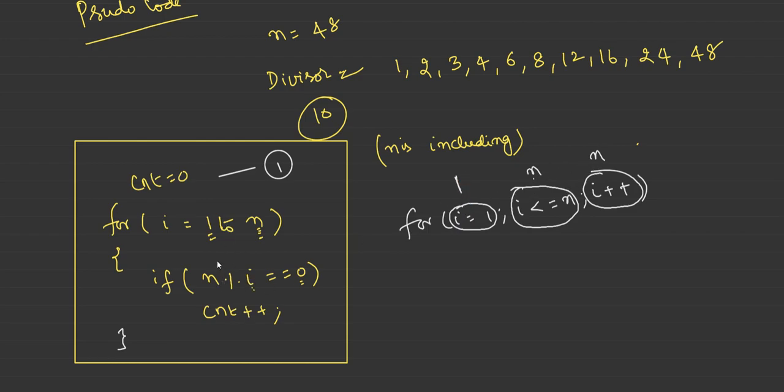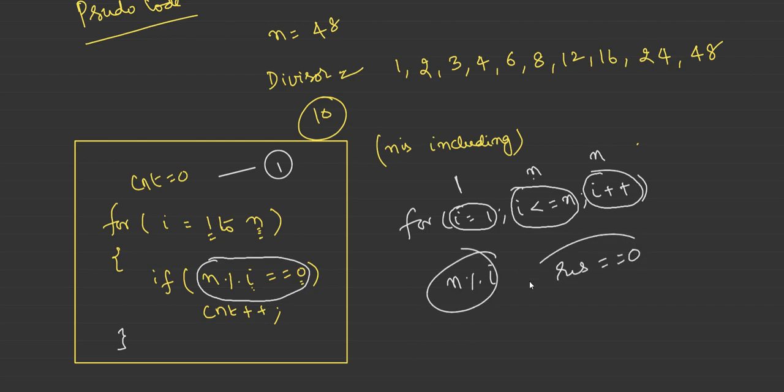Now if I go inside, n mod i equals 0: n mod i is one operation, and whatever the result comes here, that result is getting checked with 0. So this is one operation. I can say this is one operation and this is one operation happening for n times in the for loop. So this is n times and this is n times.